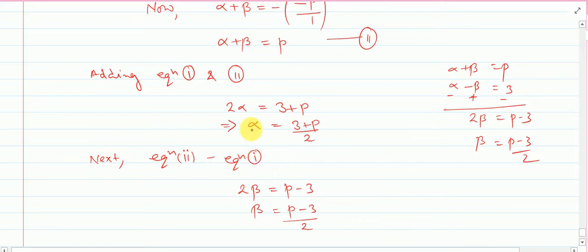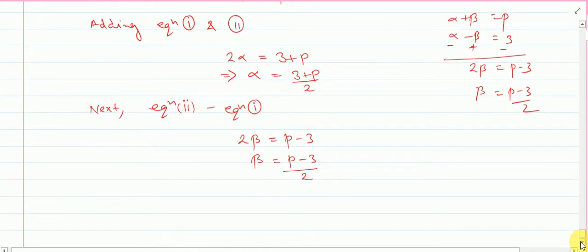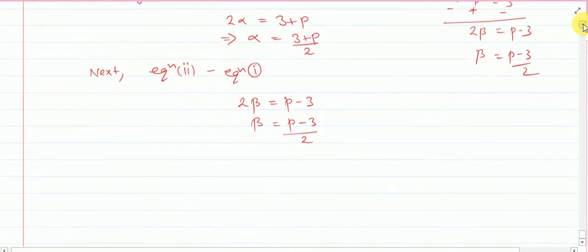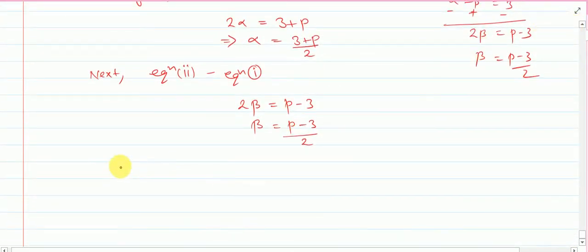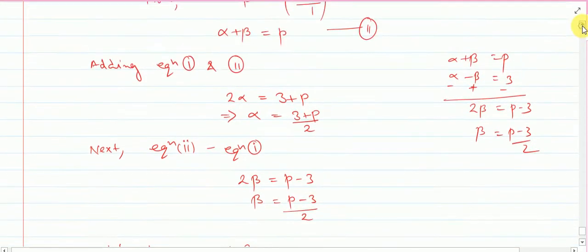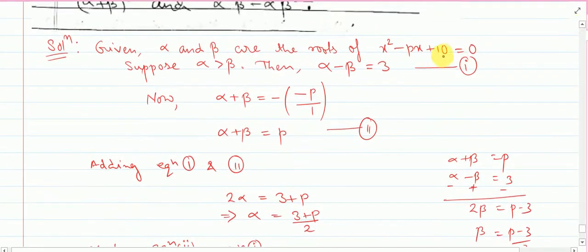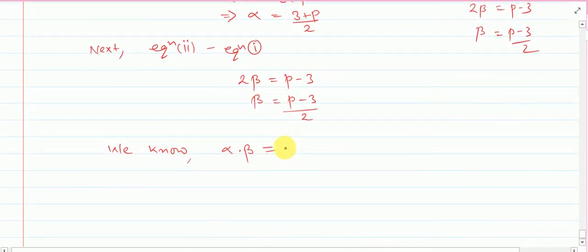So you got alpha and beta in terms of p, but we are looking for the value of p. We don't want alpha and beta in terms of p. So now next, we know the product of roots, that is alpha and beta, will be what? C upon a. But here you see that your c is plus 10, and a is 1. So alpha into beta you will get 10. Done. Put this as equation 3.